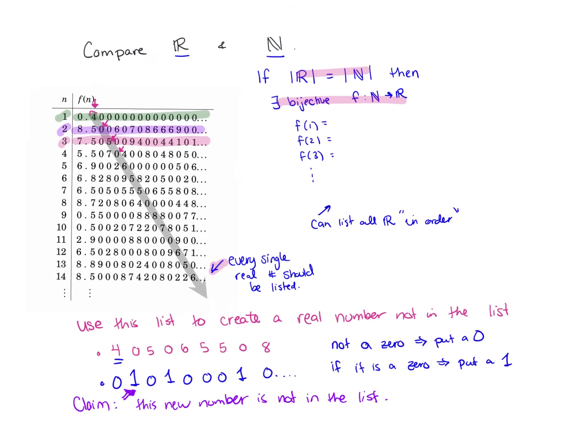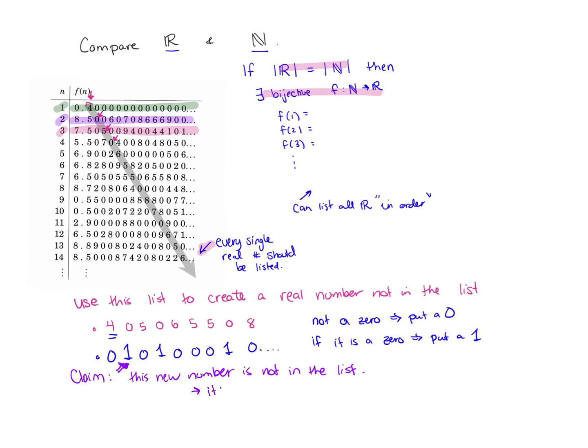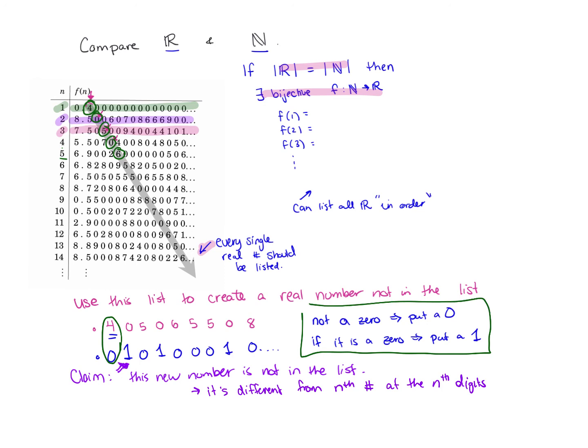So how do I know for sure that that new number is not in the list? It's because it's different from the nth number at the nth digit. It can't be the first number because its first digit is different than that first number, because that had a 4. It can't be the second because its second digit is different. It can't be the third because its third digit is different than the third. Its fourth digit is different than the fourth. Its fifth digit is different than the fifth. So even if it was the 1 millionth number, well, it can't be, because it would be different in the 1 millionth digit, because we change the digit for every single one of those numbers.